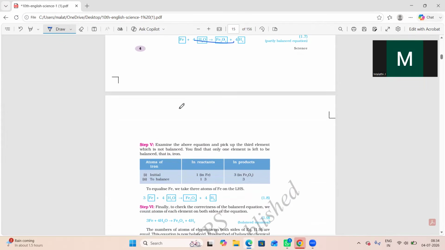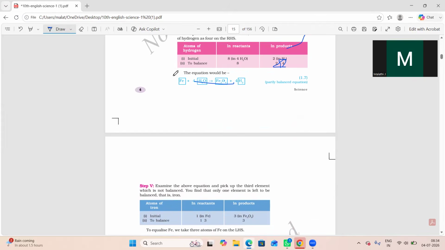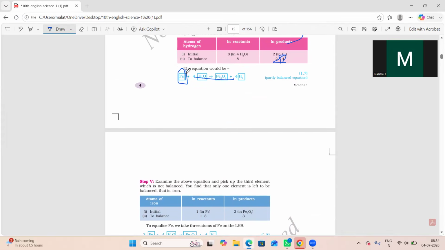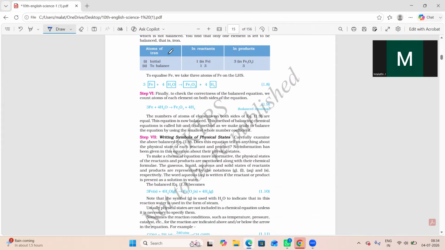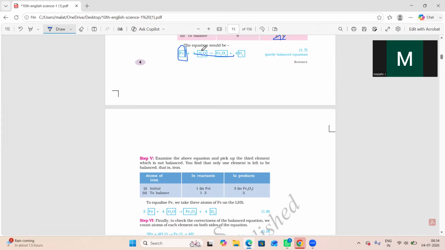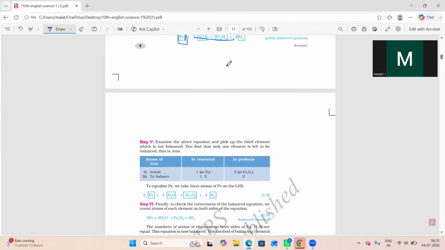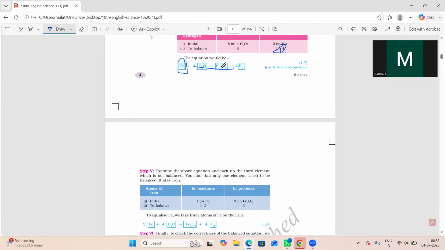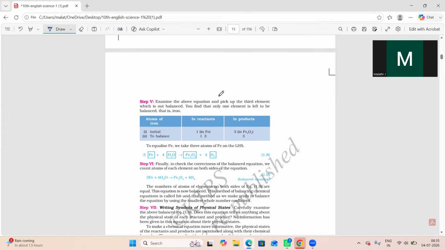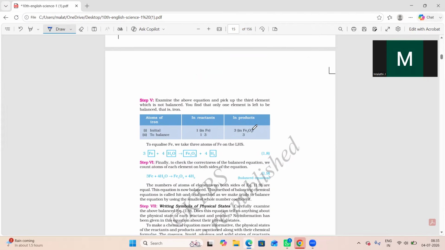Now finally, Fe: we have to examine the above equation to see which element is not balanced. Now we should balance this Fe. So take the atoms of this iron. Initially, the number of atoms present on the reactant side is only one iron atom. If you observe the product side, the number of iron atoms will be 3, in 3 Fe3O4.